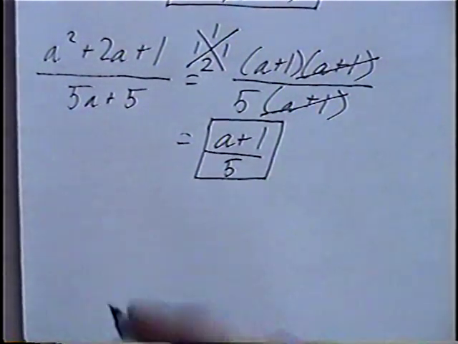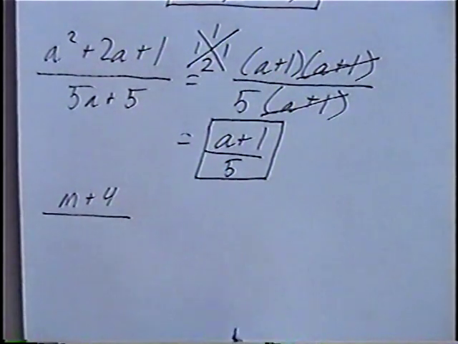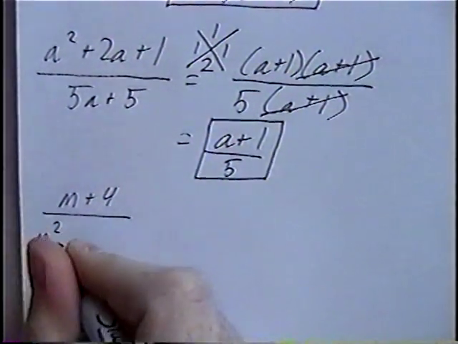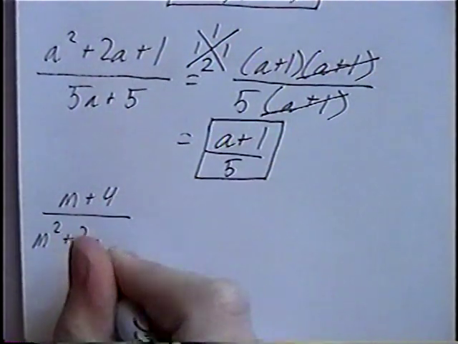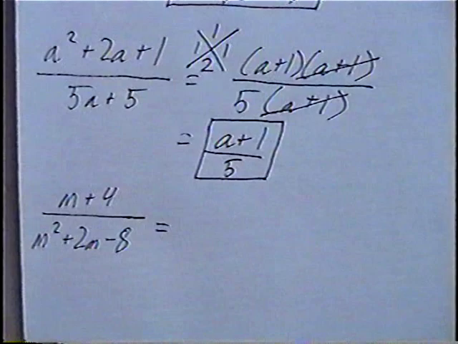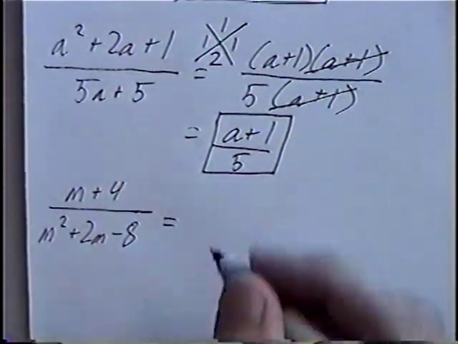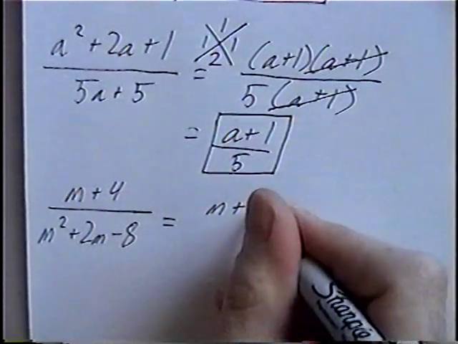And the last question for the section, m plus 4 divided by m squared plus 2m minus 8. For this question, m plus 4 is already factored and cannot be simplified anymore.